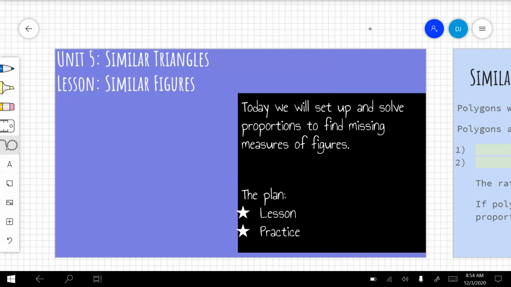All right, so today's lesson is on similar figures. Please go back and watch the proportions lesson if you haven't already done so. This is the second lesson for today. Today we're going to set up and solve proportions to find the missing measures of figures. So that's what we're really looking at today.